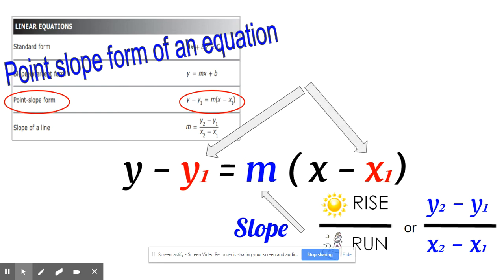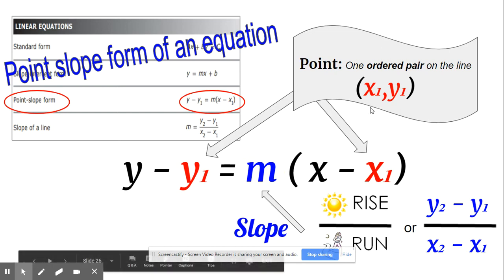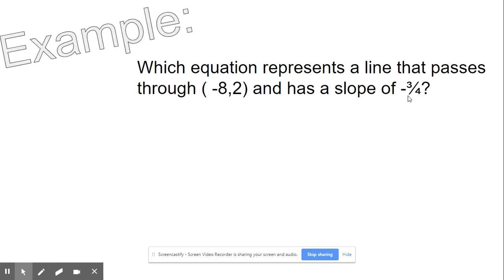Then we're going to look at our x1 and y1. You can see that in red. That's the point. So we're going to write an equation given a point and a slope, and then put it in this form. That's one ordered pair on the line. Any ordered pair on the line, we can write in point-slope form: x1, y1.